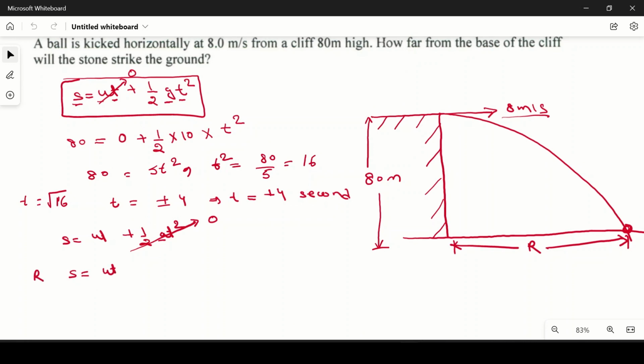or we can write it as r, because we have written here r is equal to ut. So r will be equal to u, the initial velocity in the x direction, which is 8 meters per second, into the total time taken to hit the ground, which is 4 seconds. So the total distance moved in the x direction is 32 meters. I hope you got up to here. Now let's move to the next question.